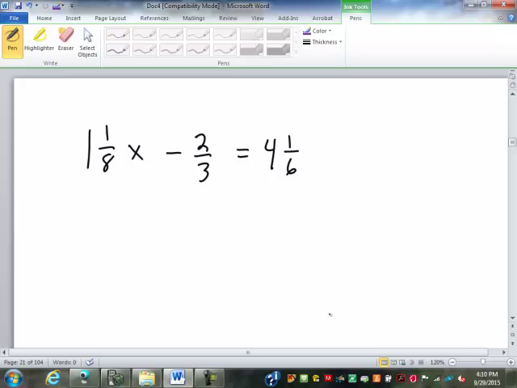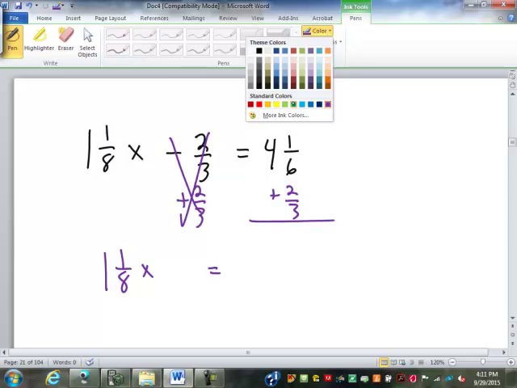So here, the variable's been multiplied by 1 1/8, and then 2/3 has been subtracted from it. So to reverse that, we're going to first add 2/3. So that'll be gone, leaving us with 1 1/8 x. Over here, we're going to add 2/3.